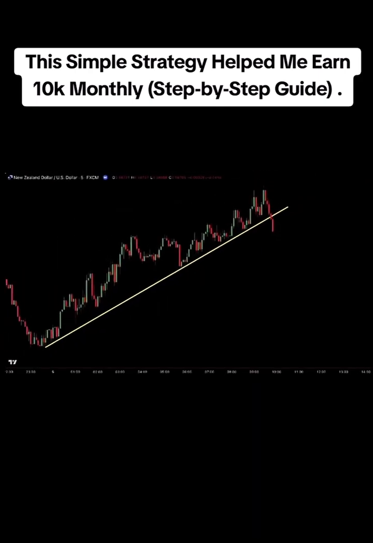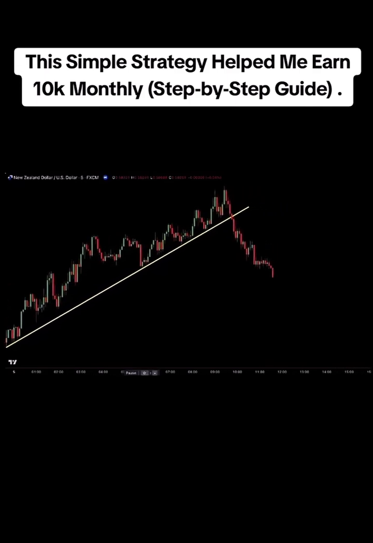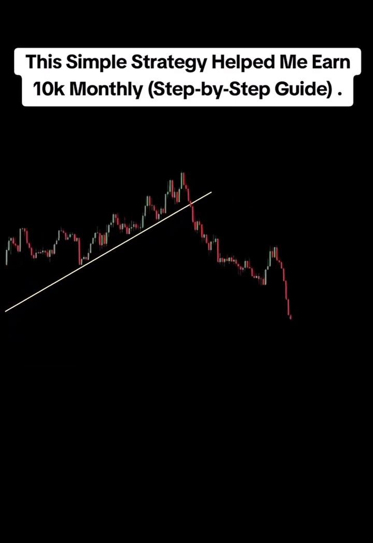Now that you know how to spot and draw trend lines, let me show you what to look for in this strategy. Take a look at this example. Here, the market is in an uptrend with a clear trend line. At this point, we see a breakout below the trend line, signaling a potential trend reversal or at least a downward move. Spotting this breakout early allows us to join the downward move right from the beginning.